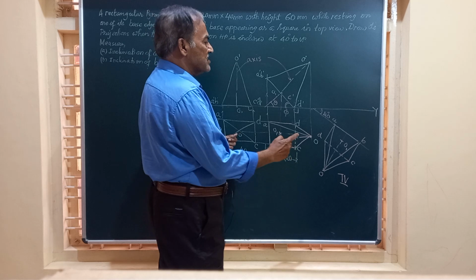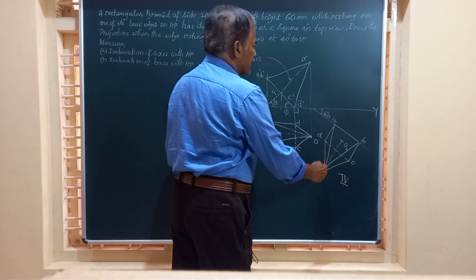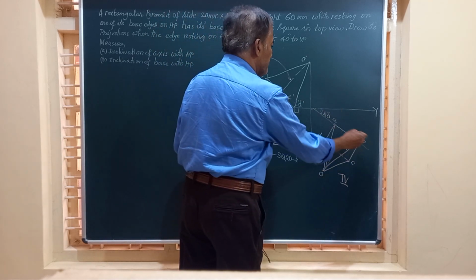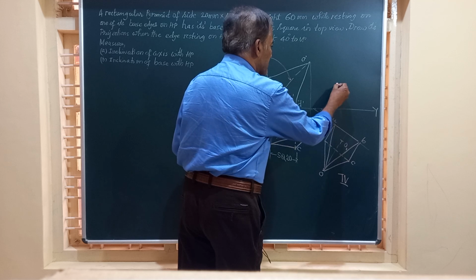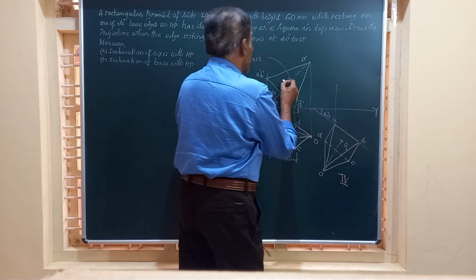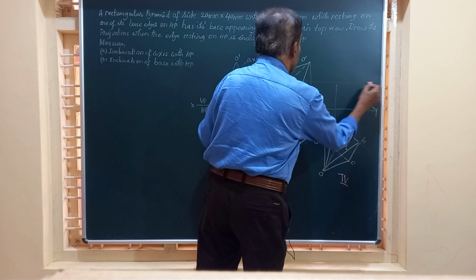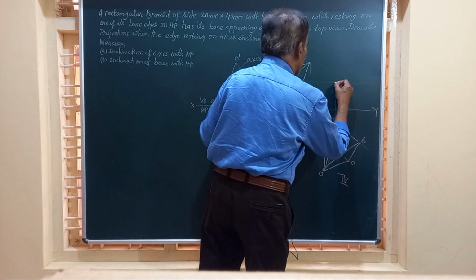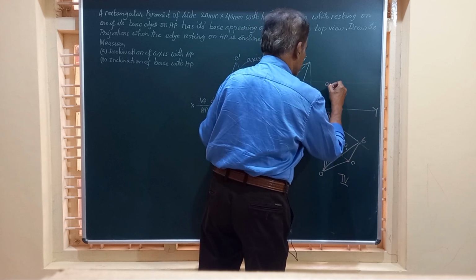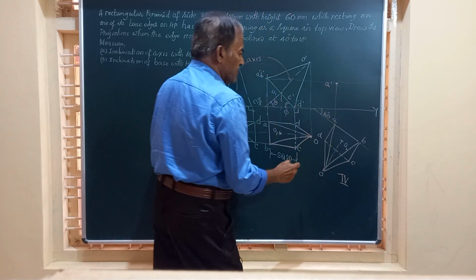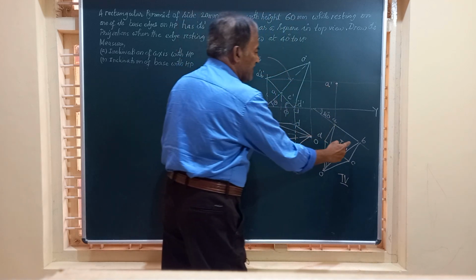Friends, let us draw the projections from points A, B, etc. So I draw a vertical line through A and a horizontal line through A dash, and these two meet at this point. I will call it A dash. Similarly, we have got B dash here.